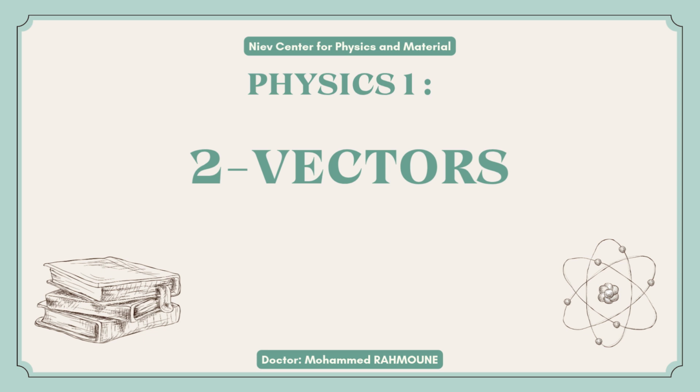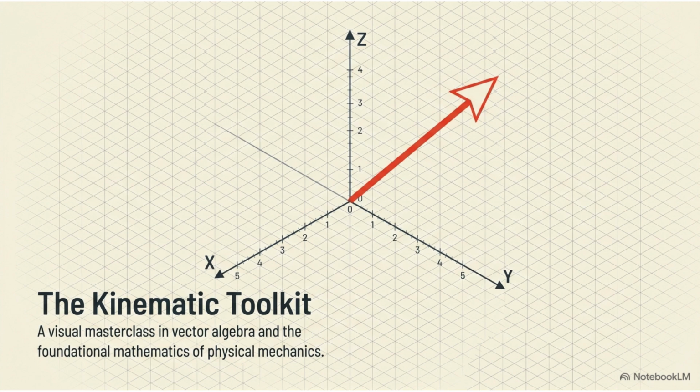Today, we will talk about vectors. Everything that moves in physics, including a car, a football, an airplane, or even the Earth, is described using vectors. A vector tells us two things: its magnitude and its direction.